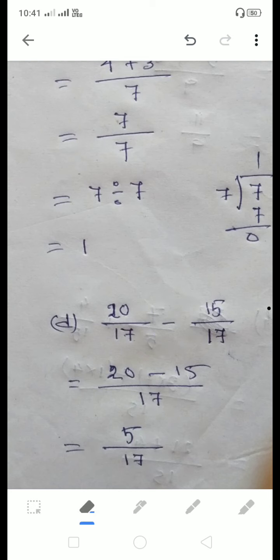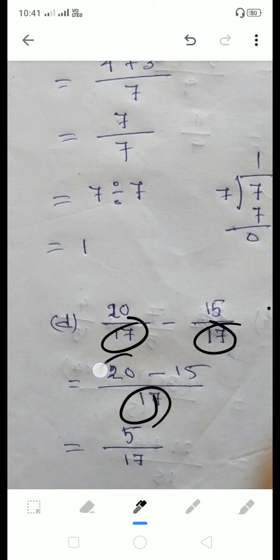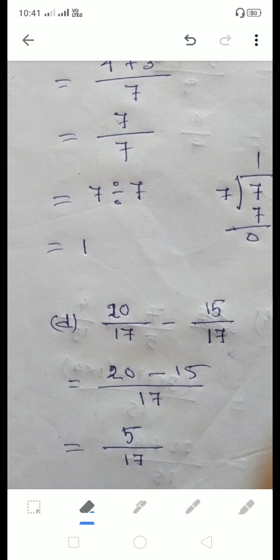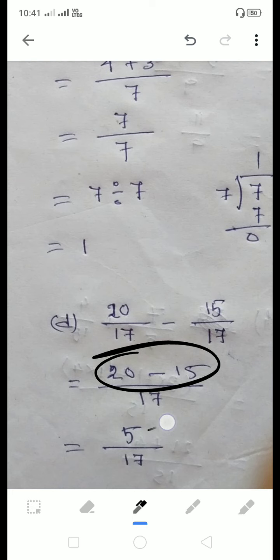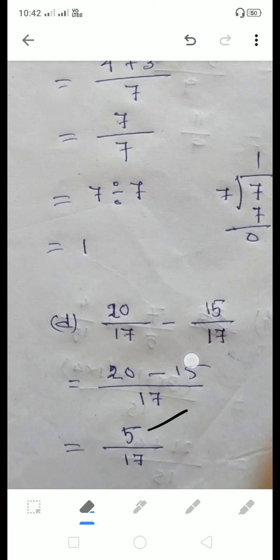Here the denominators are the same, the denominator is 17, so 17 is written there. Above the 17 is 20, so 20 is written, and above the other 17 is 15, so 15 is written. Now the only difference is the minus symbol. So 20 minus 15 is 5. So 5 by 17 is the fraction. I hope you understood this one.